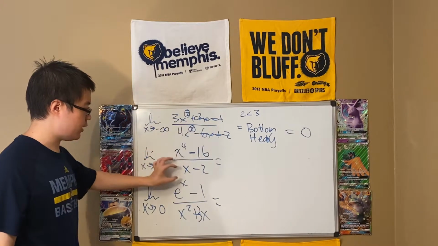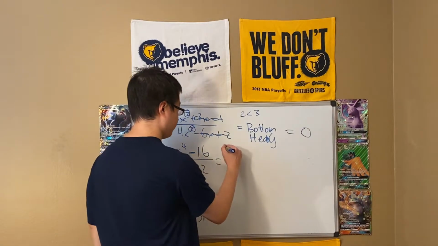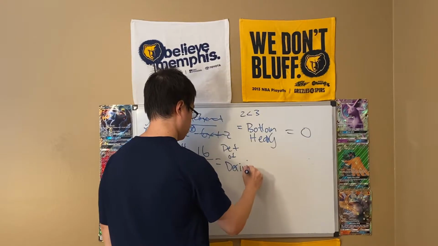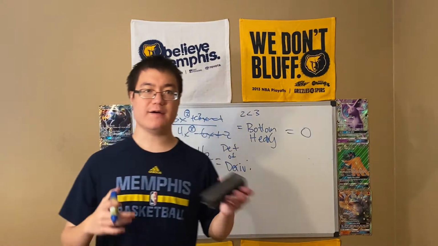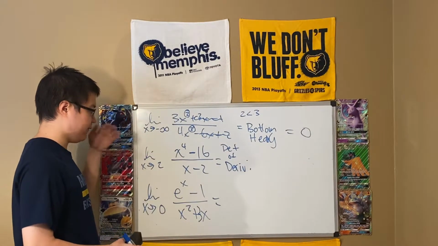So this question looks like a limit of the definition of derivative, because we have f of x minus f of a over x minus a, with x going to 2. When we're doing definition of derivative, what you want to do is identify a function, then identify a number as well, and then take the derivative.